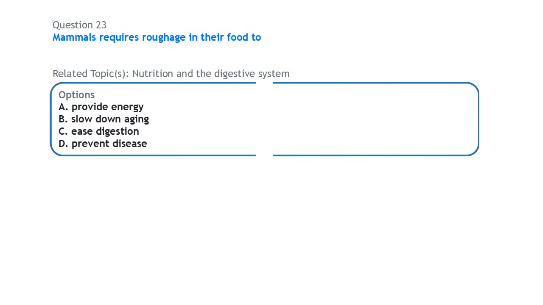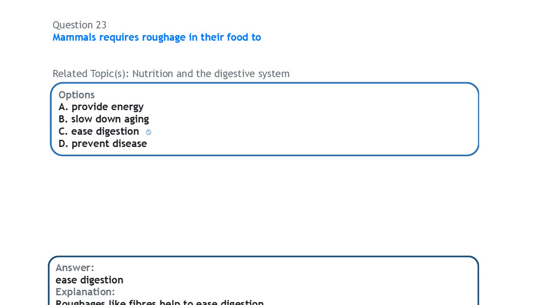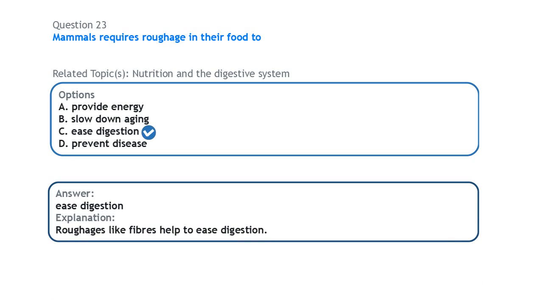On nutrition, mammals require roughage in their food to... So the addition of roughage to food or diet helps to ease digestion and bowel movement.